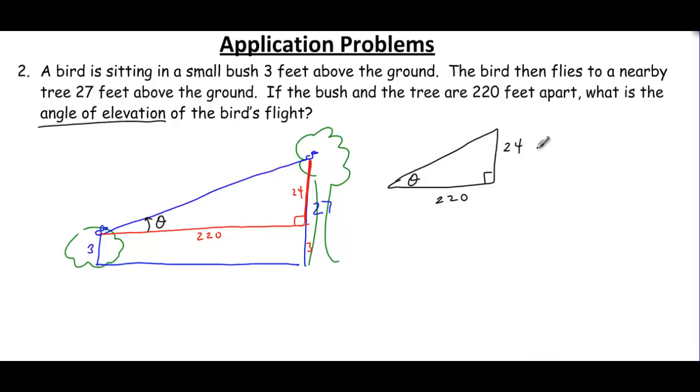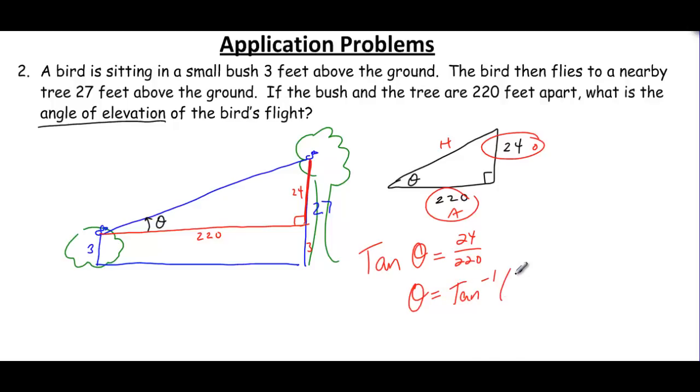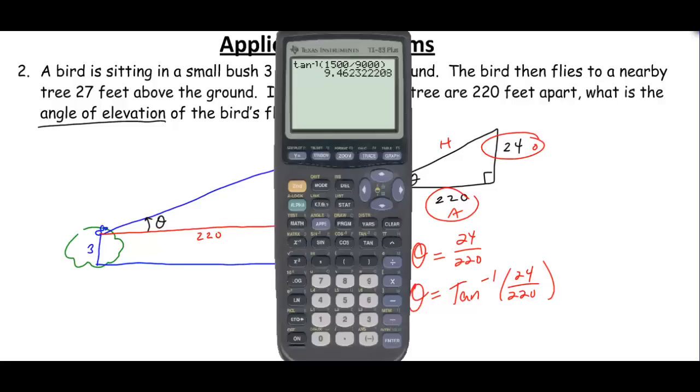So here's the theta in this problem. Again, opposite, adjacent, and hypotenuse. Opposite and adjacent is tangent. So I do tangent of my angle is equal to the opposite over the adjacent. My theta then is equal to the inverse tangent, again because we're solving for an angle, of 24 divided by 220. Just take your calculator, take inverse tangent of 24 divided by 220, and we get an angle of approximately 6.23 degrees.